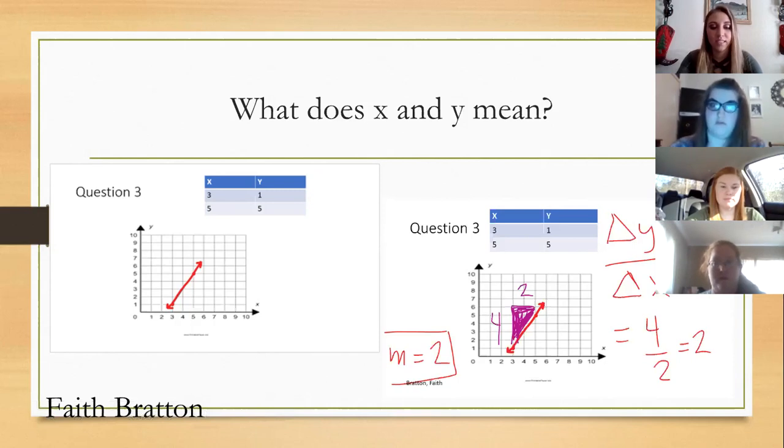The x-coordinate gives the distance of the point to the right or to the left of the vertical line. It can be positive or negative in the direction of the x-axis. The y-coordinate gives the distance of the point above or below, positive or negative, of the horizontal axis.